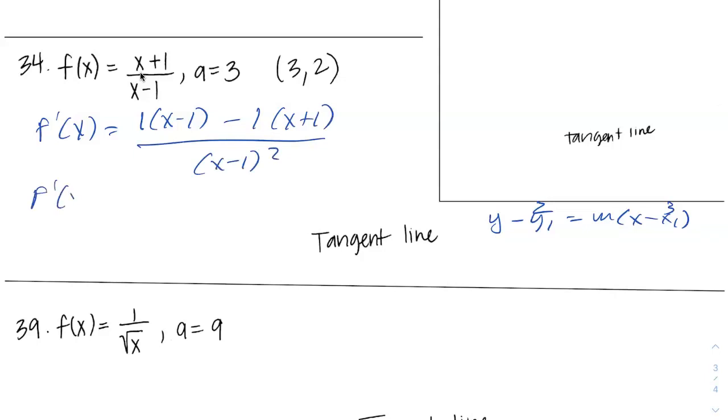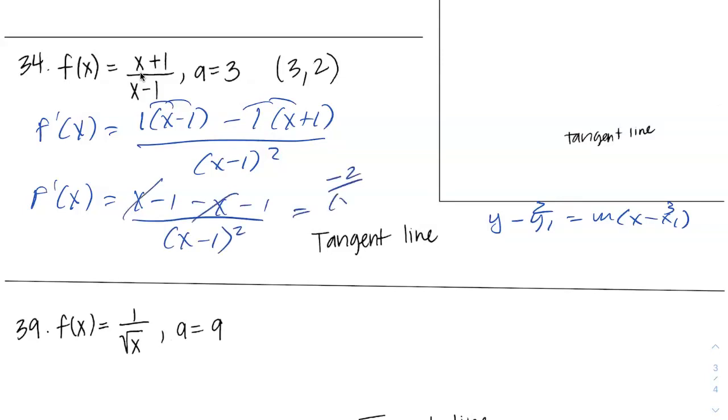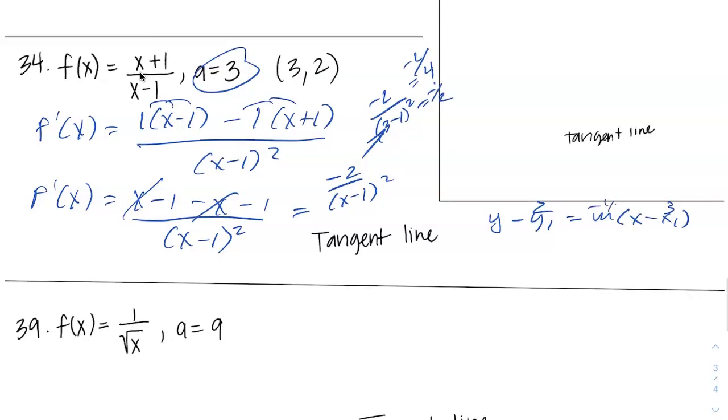Simplify that just a little bit. x minus 1 minus x minus 1, over x minus 1 squared. That's going to get me negative 2 over x minus 1 squared. And then we have to plug in 3. So negative 2 over 3 minus 1 squared, negative 2 over 4, so negative 1/2. So my answer is y minus 2 equals negative 1/2 times x minus 3.